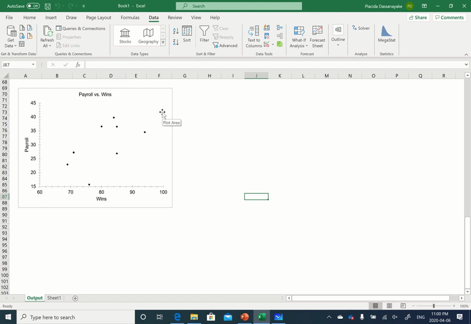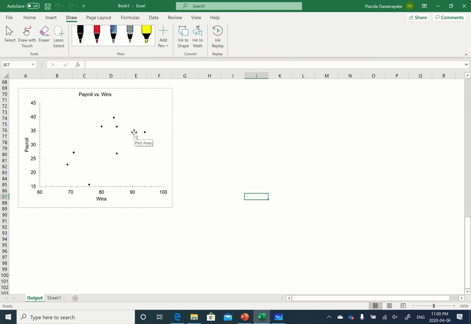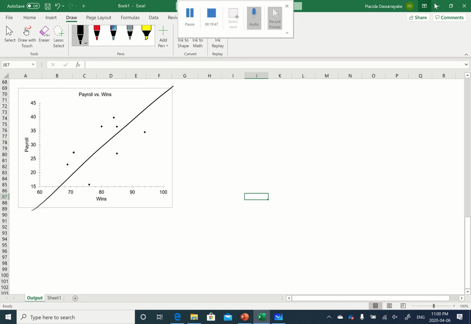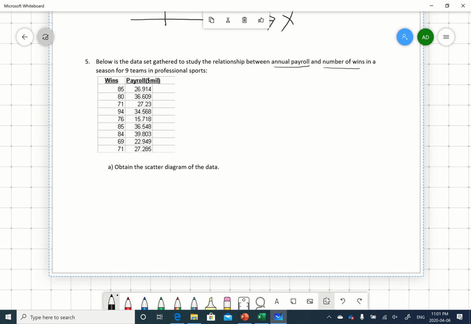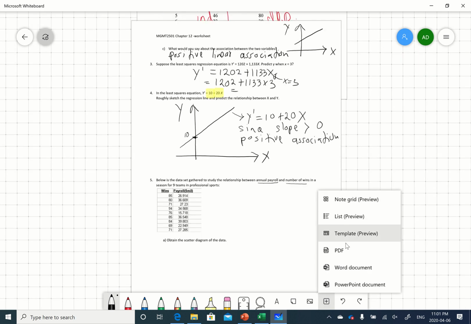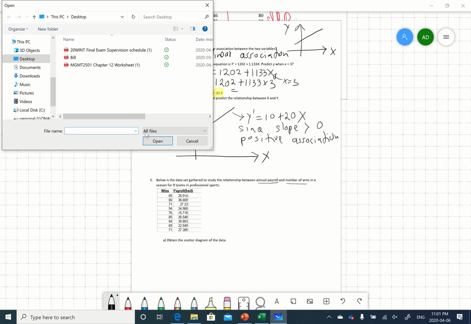If you imagine a straight line across this data set, it seems like it's scattered. It's not gathered closely around it, right? So this seems like a moderate linear association to me. Okay, so that's part A.